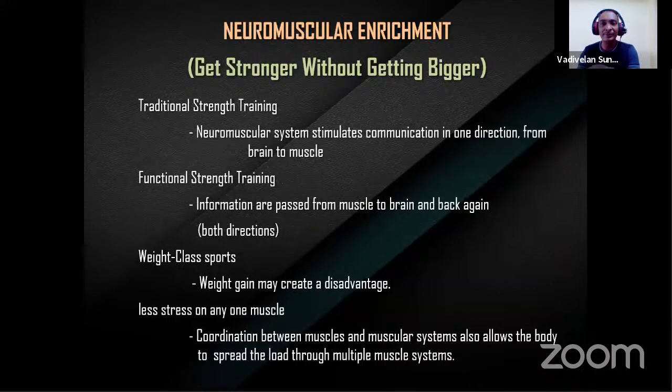And the neuromuscular enrichment. The traditional strength training, as I told, is a one-directional movement of brain-to-muscle actions. The functional strength training is multi-directional. The two-way communication, from the brain to the body and back to the brain, is best in functional strength training. So weight loss or weight gain may create advantages.